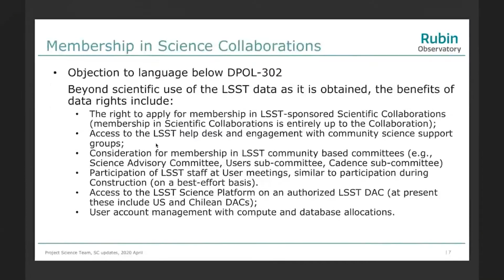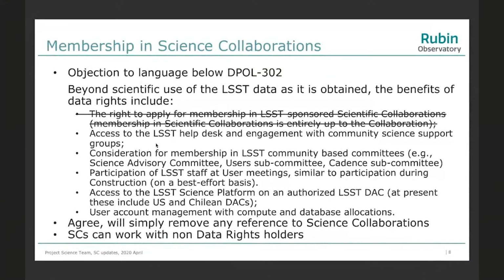Membership in science collaborations. The desk raised a reasonable objection, I think, to the language in the data rights policy, which is a direct quote from the policy: beyond the scientific use of LSST data as it's obtained, the benefits of data rights include all these things. And the first one is the right to apply for membership in the science collaborations. We actually said scientific collaborations; it should have said science collaborations. And the question is, why is this in there? Is it even necessary? And we agree that it's actually not.